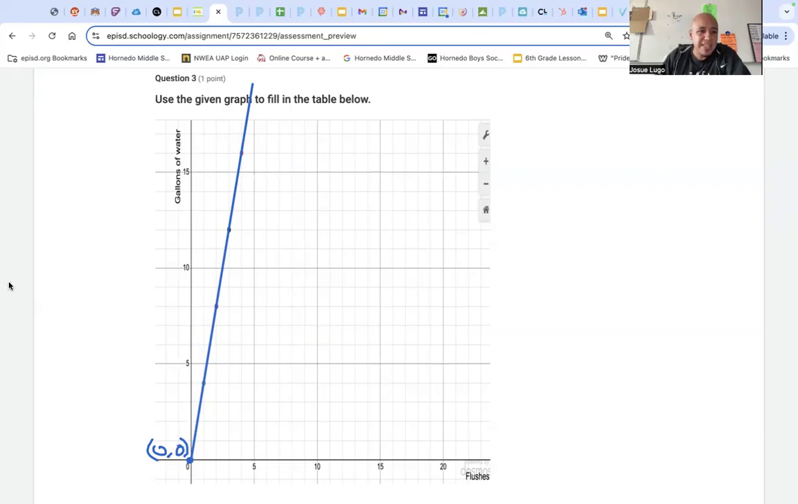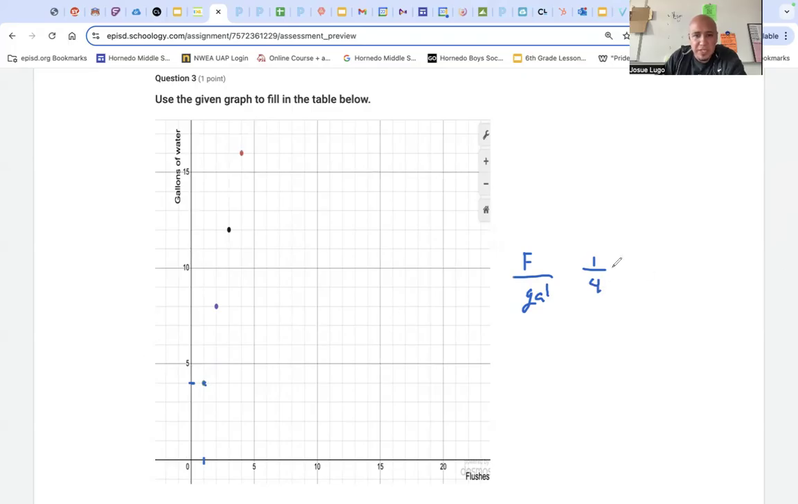What does that mean? That means that I could take any one of these points, and if I make it into a ratio, into a fraction, then all those fractions are going to be equivalent. A fraction of what? Well, just pick one of these. Let's say we put flushes on top. It really doesn't matter. And over here we have gallons of water. So, for example, right here I have flushes. Each of these is going by 1, so it's going to be 1 flush. So let's go back to the dot. It will be 4 gallons of water.